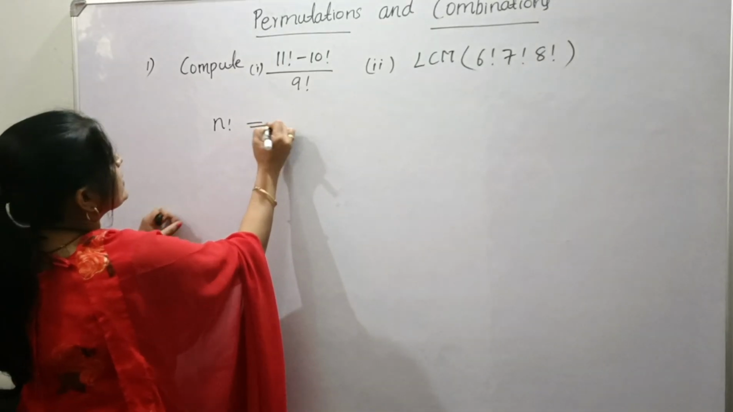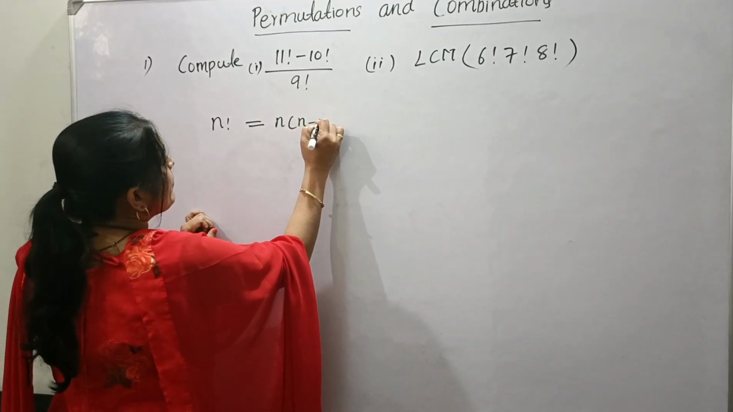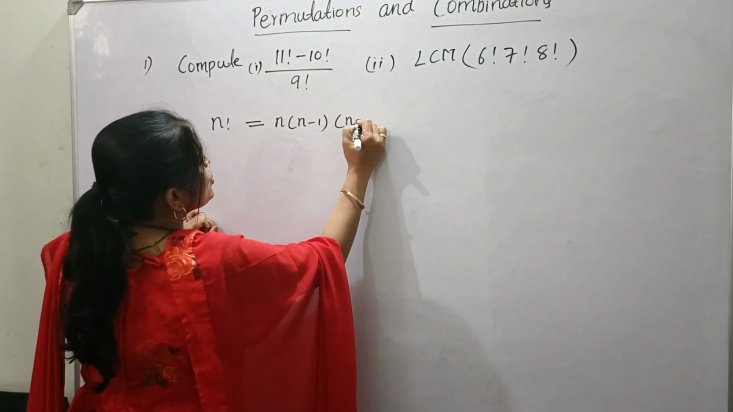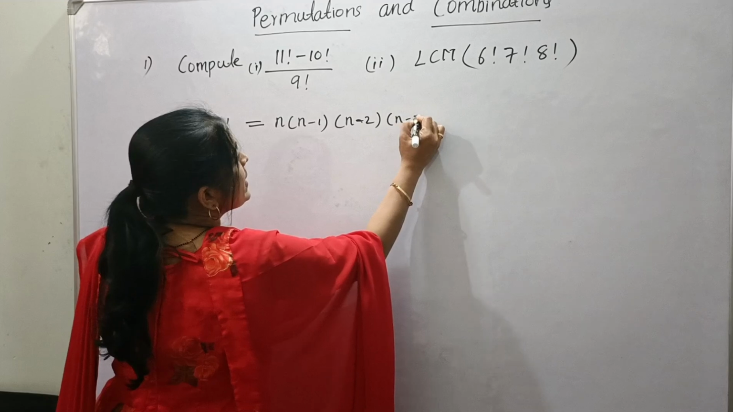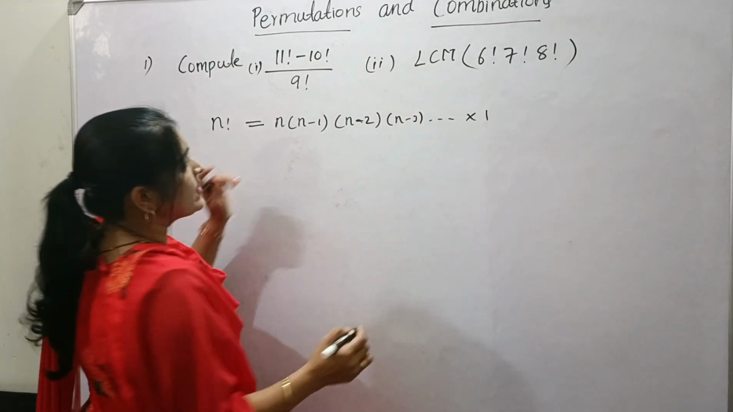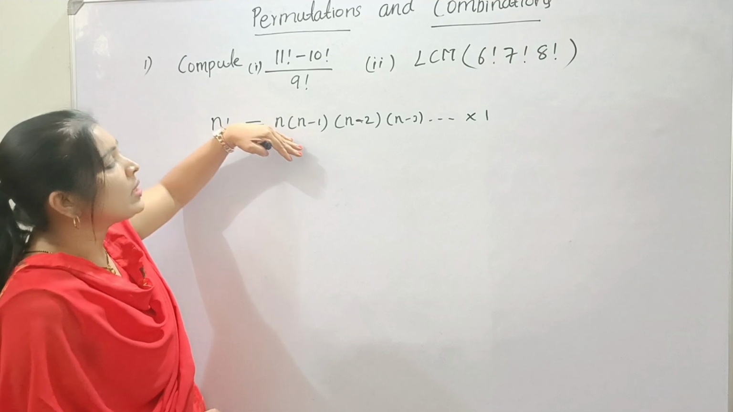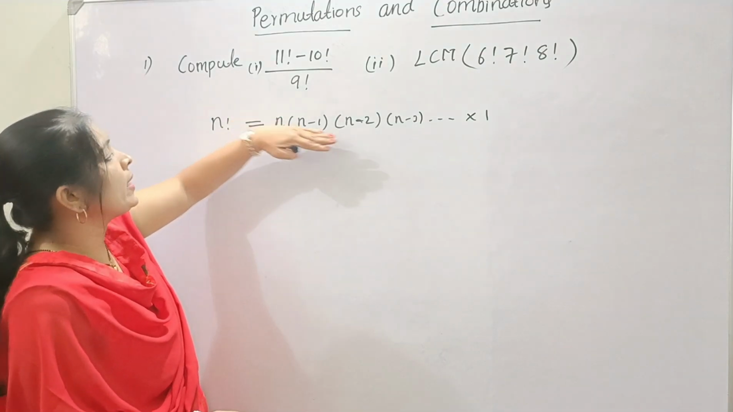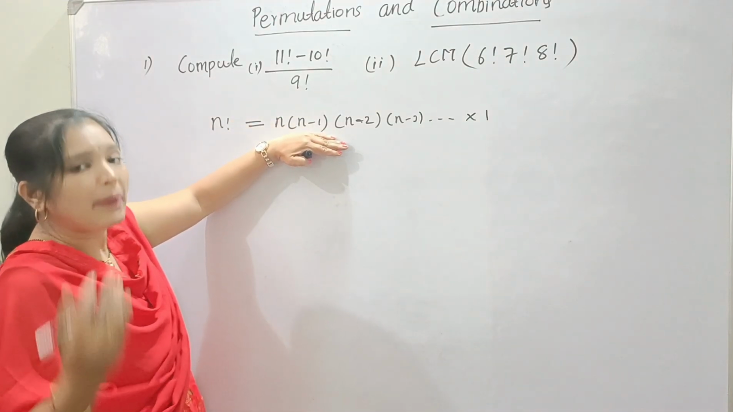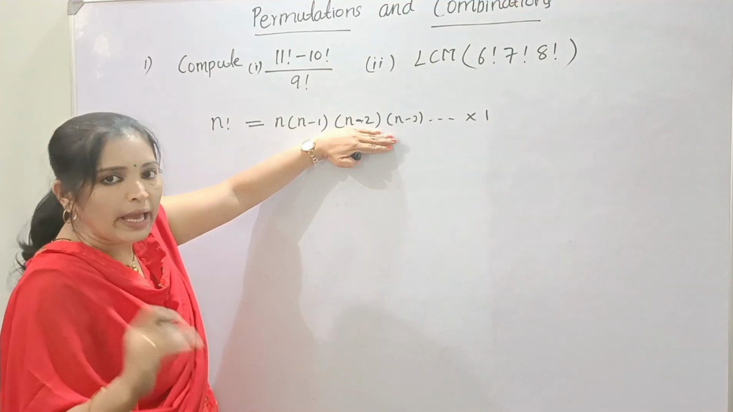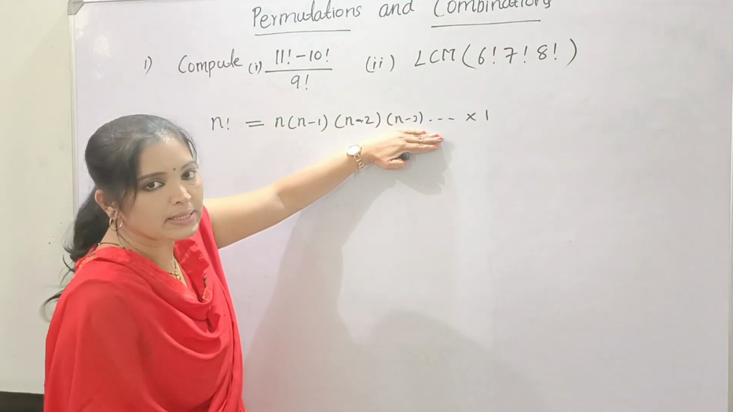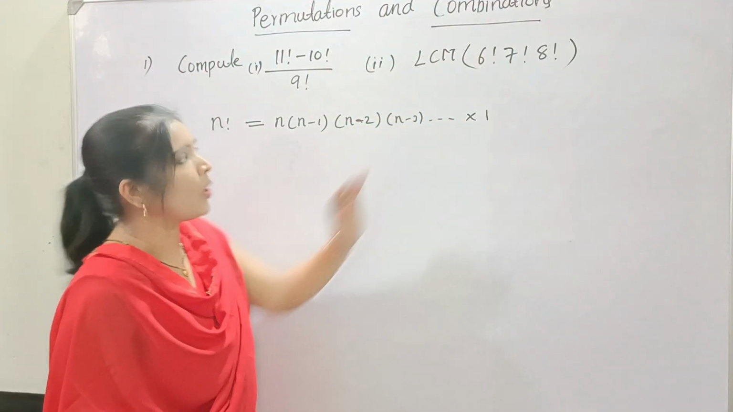We know that n factorial is equal to n into n minus 1 into n minus 2 into n minus 3 etc. into 1. Okay, n factorial is equal to n multiplied with n minus 1 into n minus 2, n minus 3 into etc. up to 1.